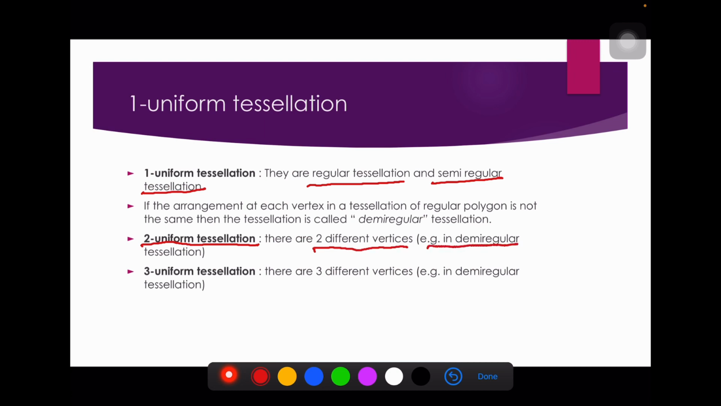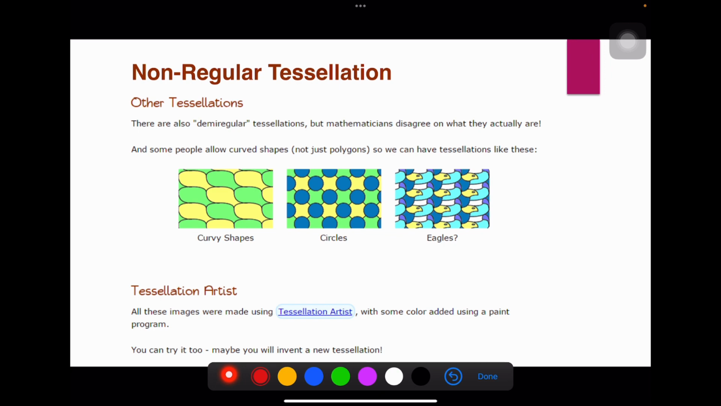Example in a demi-regular tessellation as well. 3 uniform tessellation, there are 3 different vertices. Example again in demi-regular tessellation. So these are non-regular tessellation. There are also demi-regular tessellations, but mathematicians disagree on what they actually are. And some people allow curved shapes, not just polygons.